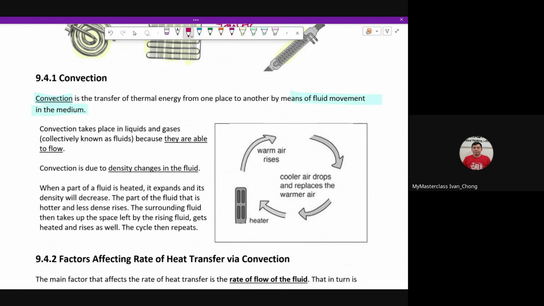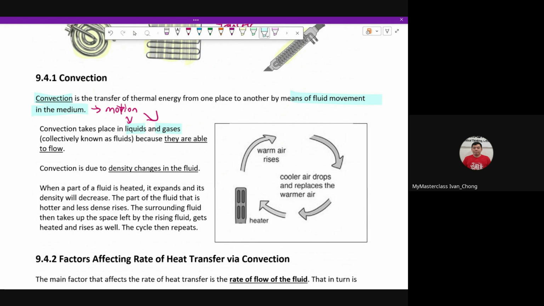So this means that your medium itself must move. So they must have some form of motion itself. So this one only means liquids and gases. Why? Because solids cannot move. Solid particles have very strong forces of attraction. So because of this, this also indirectly means that they can't actually move itself. So convection can only take place in liquids and gases.